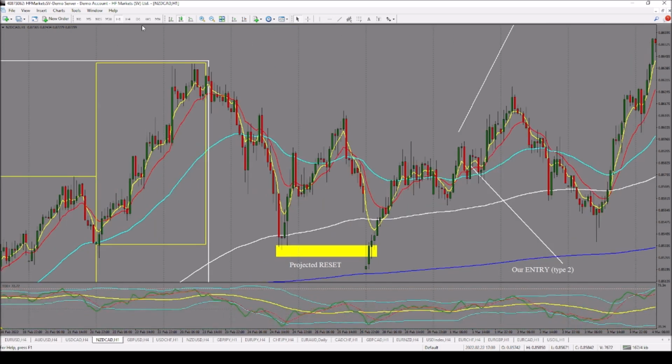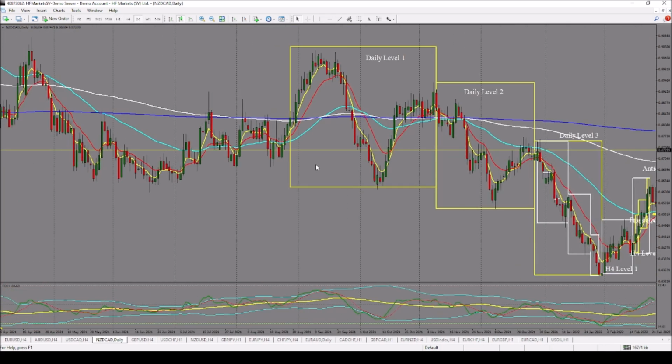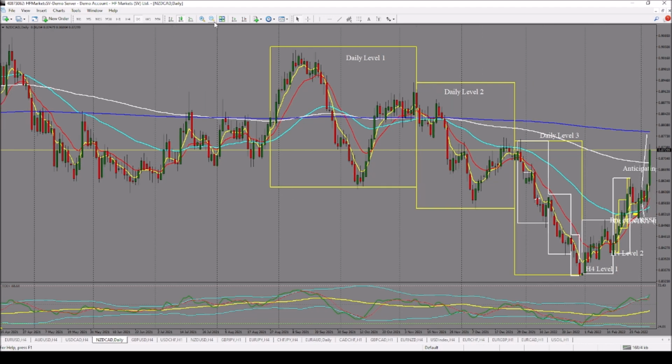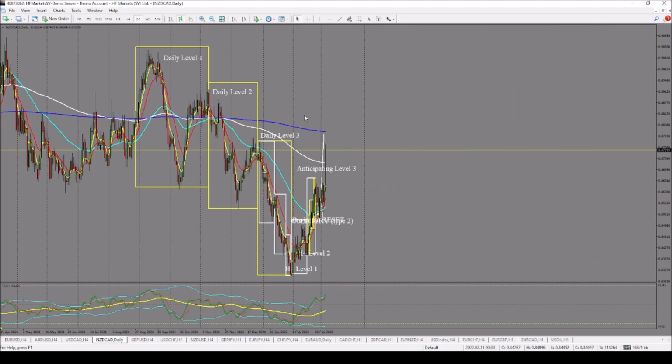In this case, we started our analysis on the daily time frame on NZDCAD. On the daily time frame, unfortunately it's a bit clumsy, but try to follow me. We had level 1 drop, level 2 drop and level 3. And after 3 levels of drop, we all know that we'll have a reversal, right? So in this case, we had a reversal that took place at this point.